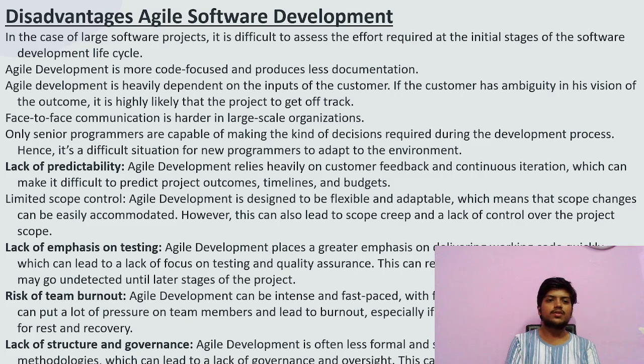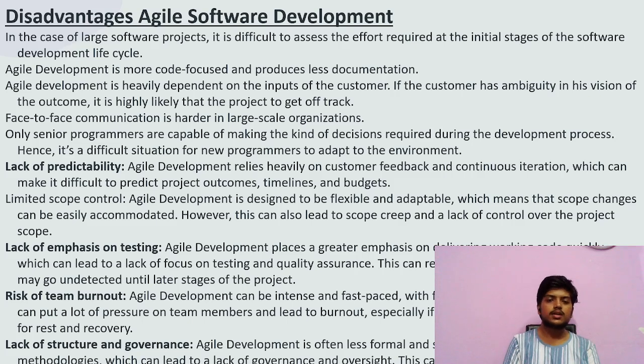Disadvantages of agile software development. In the case of large software projects, it is difficult to assess the effort required at the initial stages of the software development life cycle. Agile development is more focused on working product than documentation. Agile development is highly dependent on the input of the customers. If the customer has ambiguity in the vision of the outcome, it is highly likely that the project will get off track. Face-to-face communication is harder in larger scale organizations.